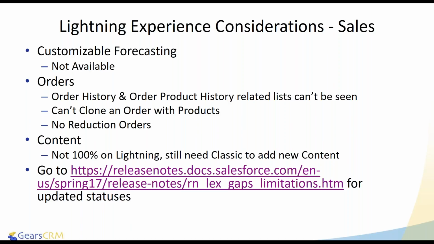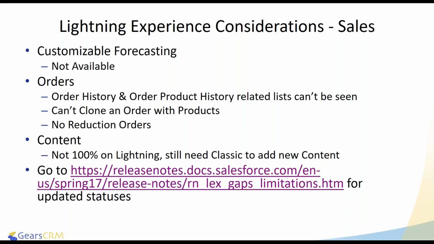If you use orders, there's a couple of things in orders that don't work, like cloning an order with products. You can't see order history, order product history. There's no reduction orders. But that's definitely not a bigger feature that everybody's using, so that's a fairly minor one.